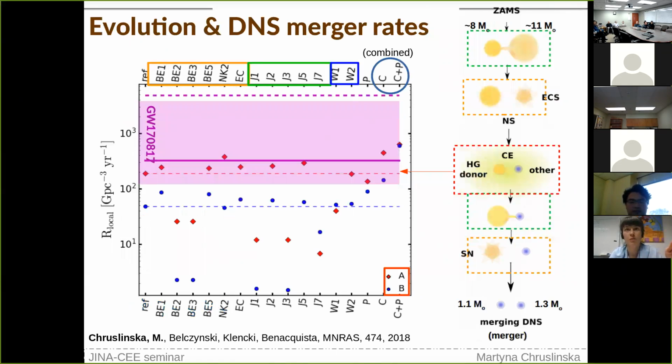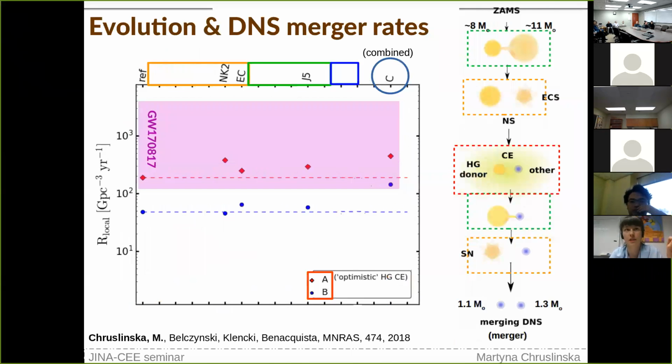So this is pretty busy, and you can check out the details in the paper, and for now let me simplify this a bit. So on the vertical axis you can see the local merger rate density again, and then on the horizontal, there are some labels which indicate the models, so assumptions about the evolution that were varied with respect to the reference model. And each of the models comes in two variations, indicated by red and blue points.